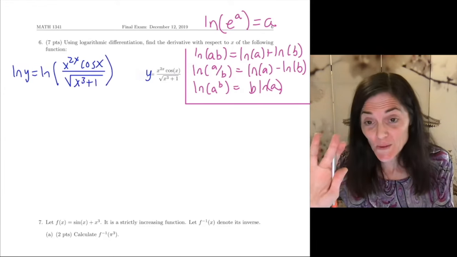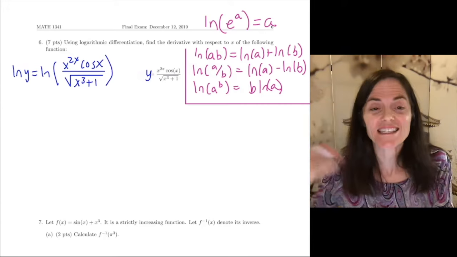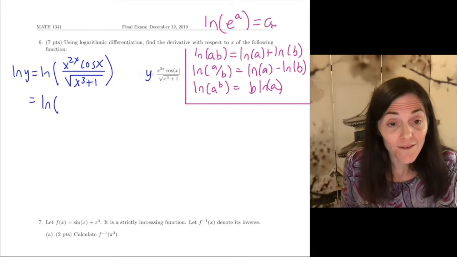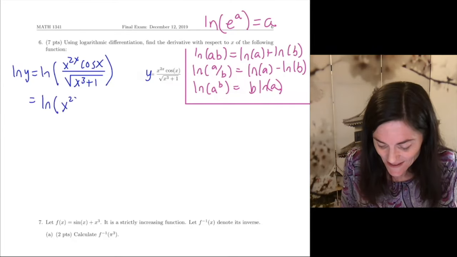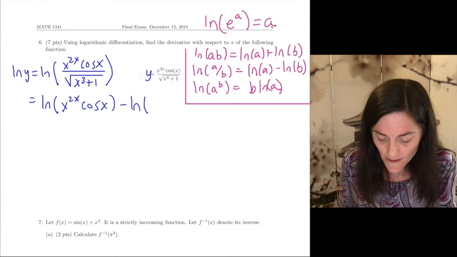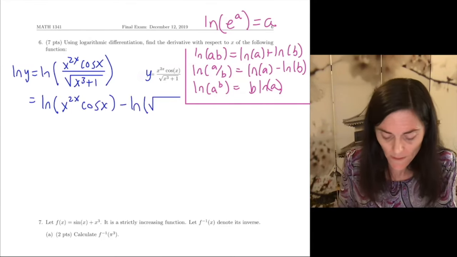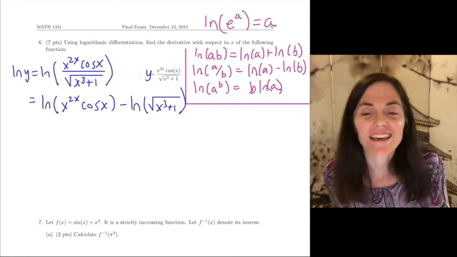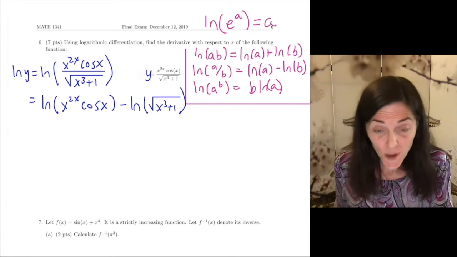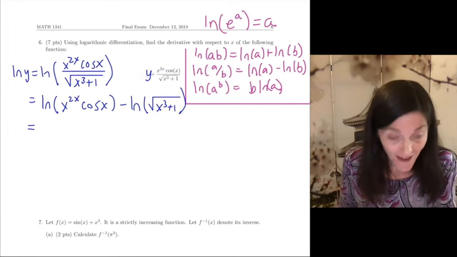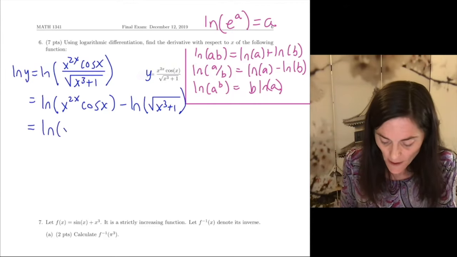Now, we need to use these pink properties to simplify the right-hand side. So this is ln of x to the 2x cosine x. The first one I'm using is the difference. So minus ln of the square root of x cubed plus 1. Okay. Now, I can keep going, and I absolutely should. Here, this first one is a product. I can write this as a sum.